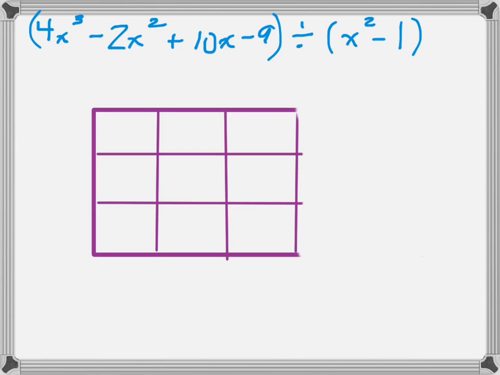So this first one, we have 4x cubed minus 2x squared plus 10x minus 9. That whole quantity is divided by the quantity of x squared minus 1. And this should be already in your notes of what the problem is. But what is going to go in this top left-hand corner of the box? What do you think is going to go there?